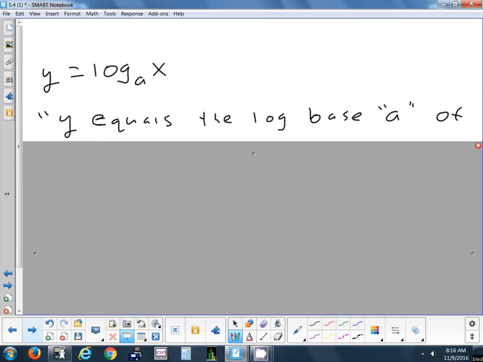Right, so this is a logarithmic equation. In order to solve it, you'd have to know a couple of the numbers in there. But the way you pronounce it, you read it left to right: y equals log base a of x.